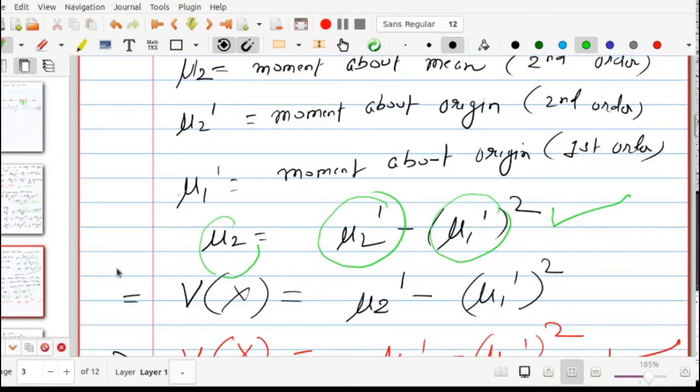So hence this is also equal to the variance, as we have seen. So the variance of the distribution function, or the random distribution function, is equal to mu2 dash minus mu1 dash whole square, or the second order moment about the origin minus the square of the first order moment about the origin. A very important takeaway.